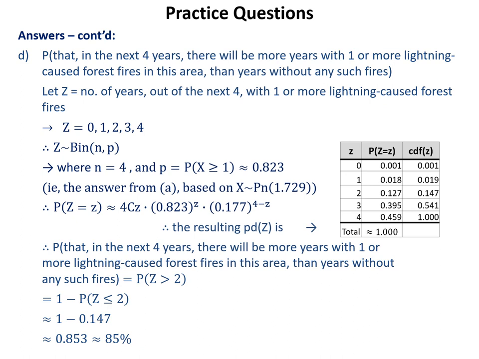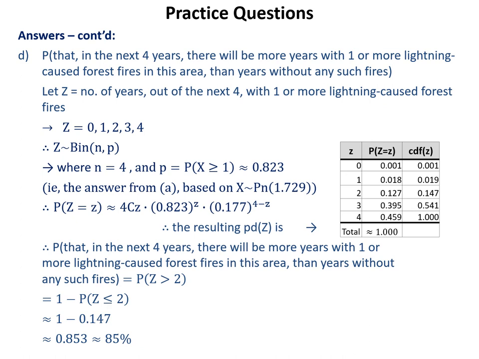Finally, for part D, we're asked to find the probability that in the next 4 years, there will be more years with one or more lightning-caused forest fires in this area than years without any such fires. So this actually turns out to be a pretty complex problem compared to the previous parts, because as it turns out, this is a problem involving a Poisson random variable within a problem with a binomial random variable. In other words, this is a Poisson problem within a binomial problem, as follows.